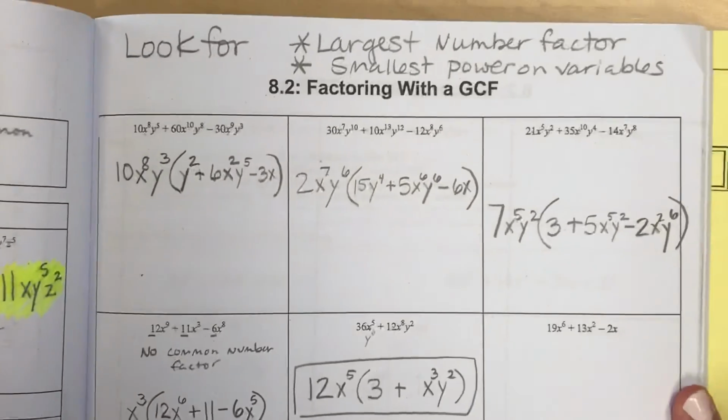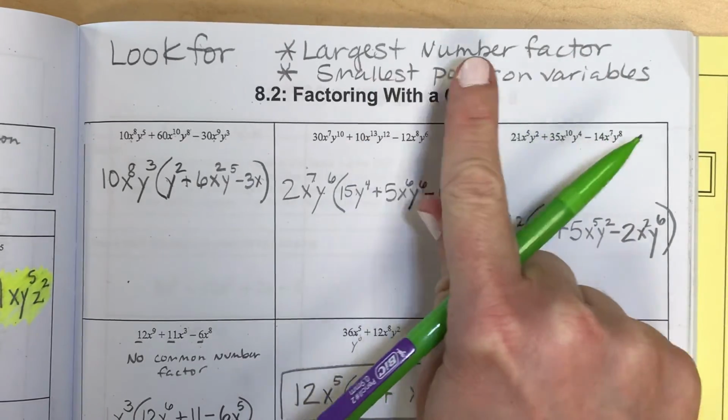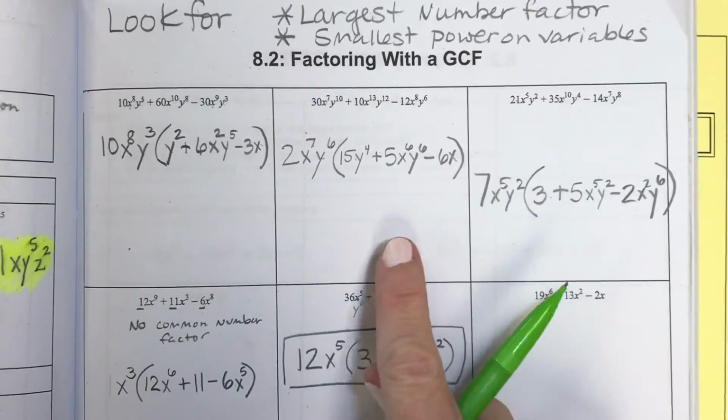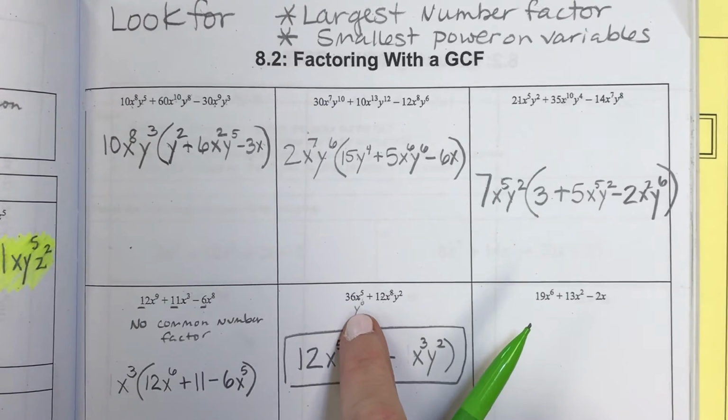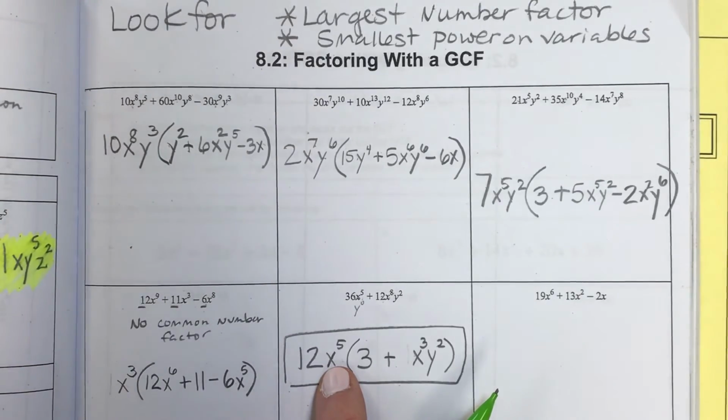Again, look for the largest number that you can take out as a factor and the smallest power on your variables. So if you have a term that doesn't have one of the variables, that means you cannot take it out as a GCF because not every single term has that to be taken out.